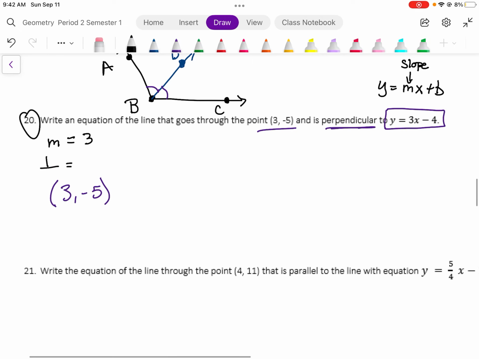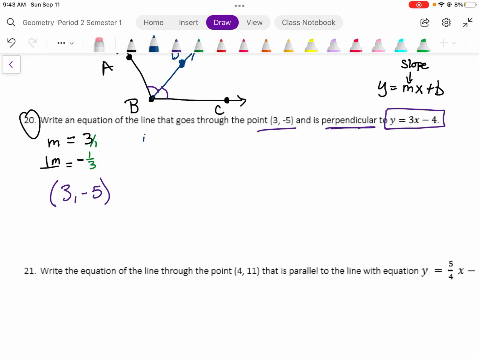The perpendicular slope, remember, is the opposite sign. So our original slope was 3. Our perpendicular slope is going to be negative. And then we find the reciprocal. So 3 is the same thing as 3 over 1. So we're going to flip that over and it'll become negative 1/3 for our perpendicular slope.